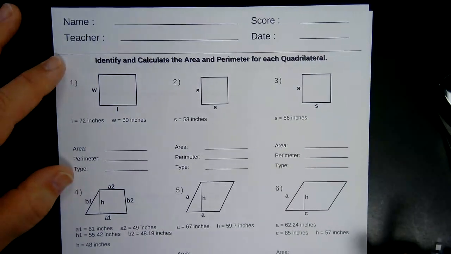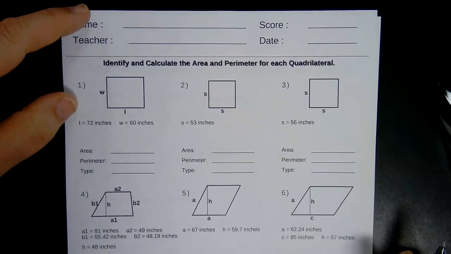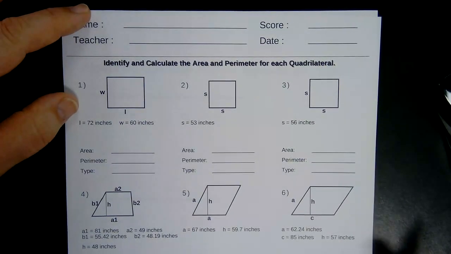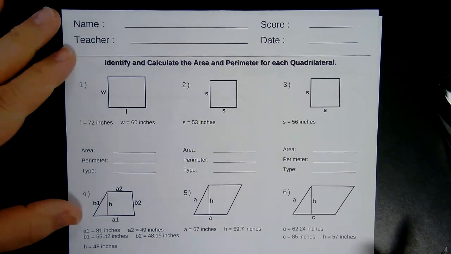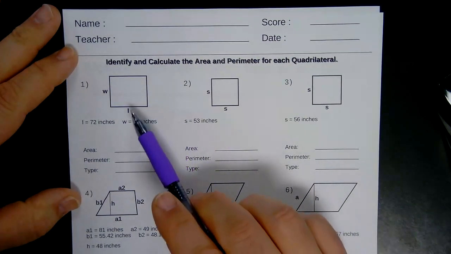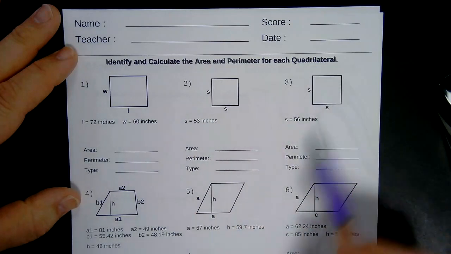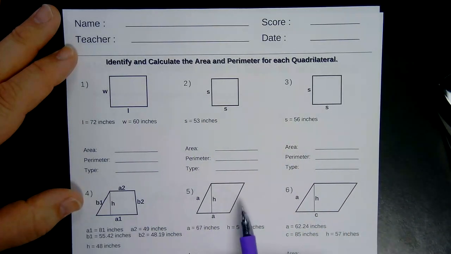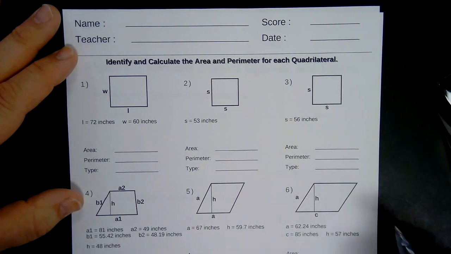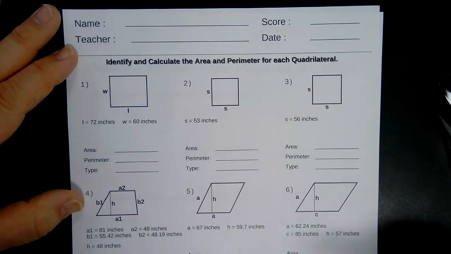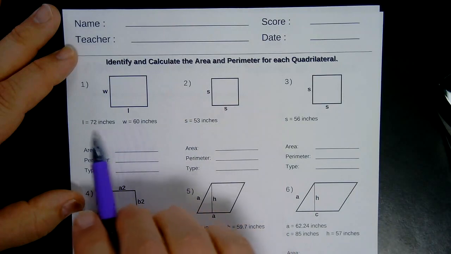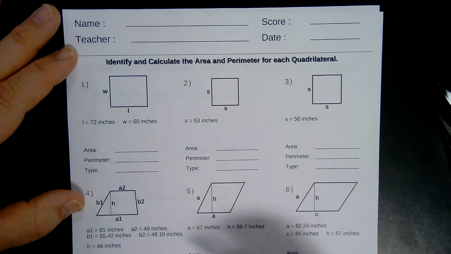Good morning. This is identify and calculate the area and perimeter for each quadrilateral. This is Unit 1, Section 3. So we're going to go through some rectangles, squares, trapezoids, and parallelograms using the formula, finding the area, perimeter, and type of figure that we have. So notice that they give us dimensions of each one that we can see.